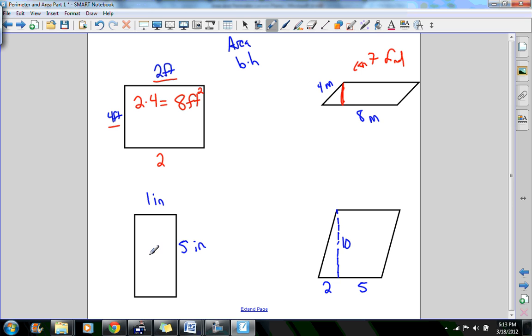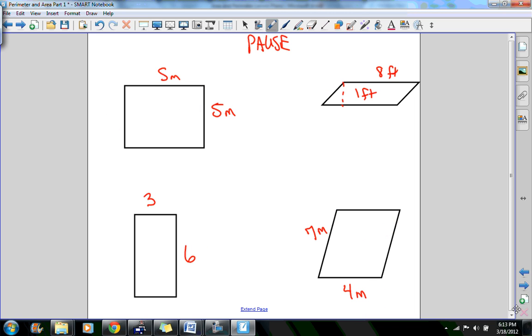This one down here is 1 times 5, which will be 5 inches squared. And then now we can find it. But the whole bottom is going to be 7. The height is 10. Base times height is 70 units squared. Alrighty. So try to find these.